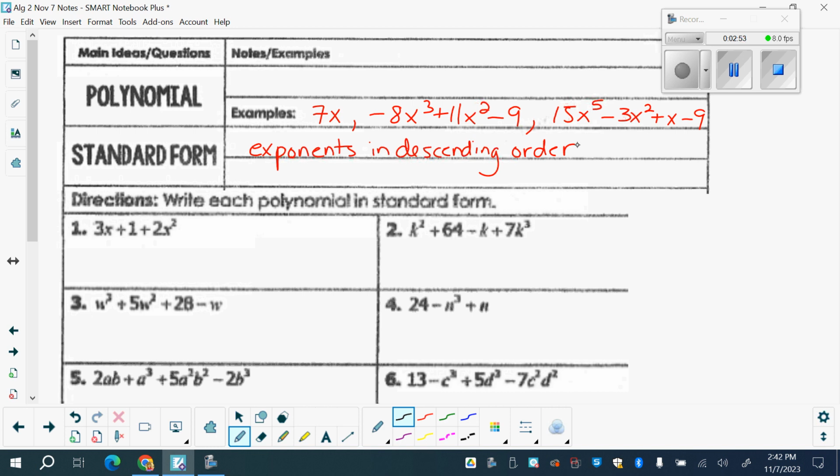Okay, so number one, we want to write this in standard form. So we want to go the highest exponent first. So what's the highest exponent term? 2x squared. And then we want to go descending order. So what's the next highest? 3x. And then plus 1. So that's descending order, so it's standard form. So what on number 2? What would come first?